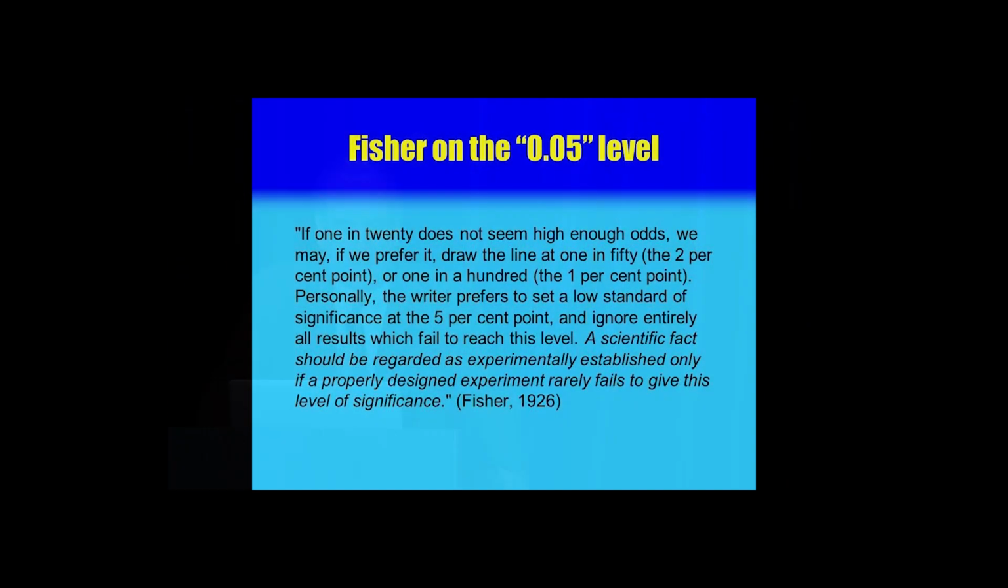And this is what he said about the 0.05 level. If 1 in 20 does not seem high enough odds, that is, to decide that a phenomenon might be real, we may, if we prefer it, draw the line at 1 in 50, the 2% point, or 1 in 100. Personally, this writer prefers to set a low standard of significance at the 5% point and ignore entirely all results which fail to reach this level. He says, a scientific fact should be regarded as experimentally established only if a properly designed experiment rarely fails to give this level of significance.